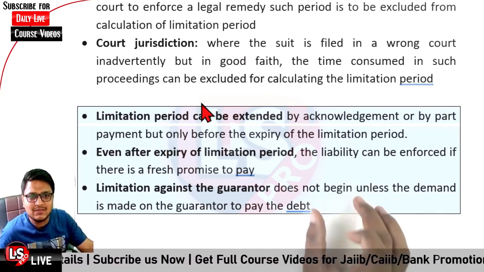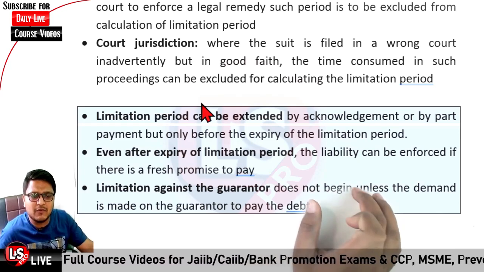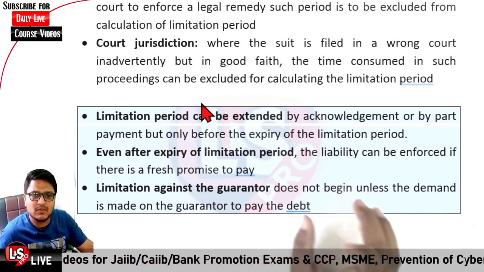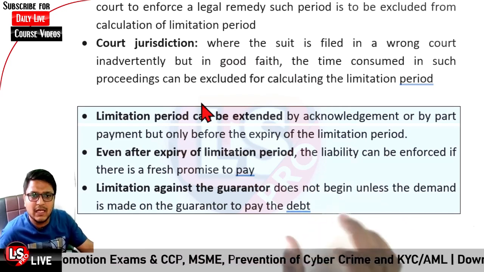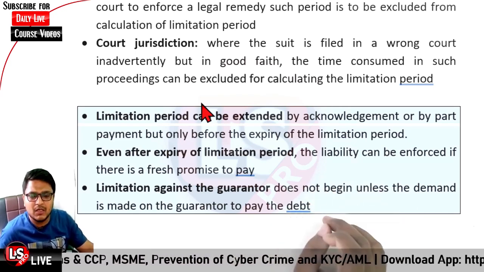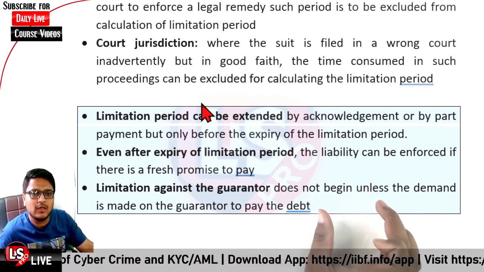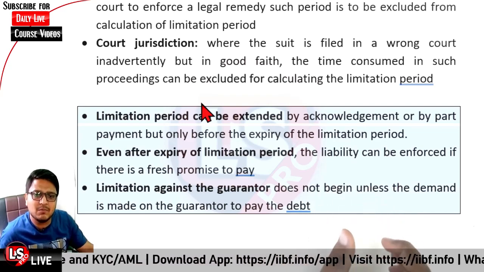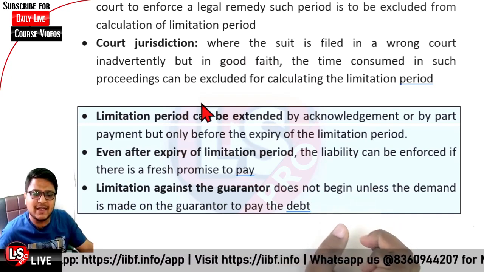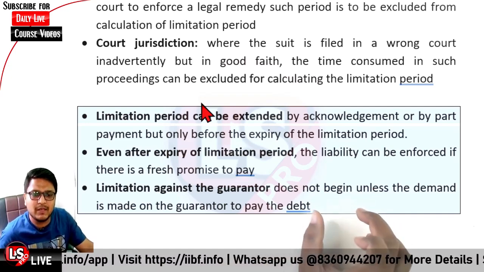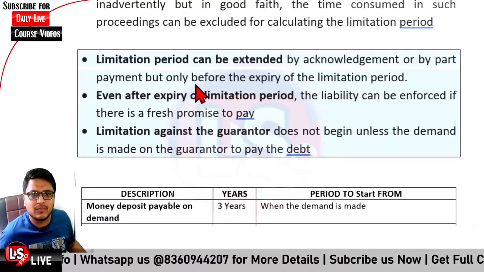It means once the limitation period has expired, it cannot be extended by means of acknowledgement, but a fresh promise to pay is needed, that is, a fresh agreement is to be signed. For the limitation against the guarantor, it will begin only when the demand is made on the guarantor. When the demand is made and the guarantee is invoked, the limitation period for the guarantor will begin from that particular date.